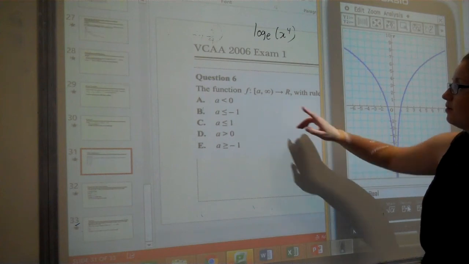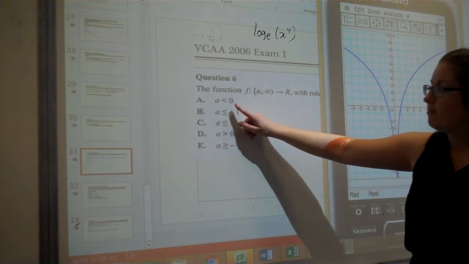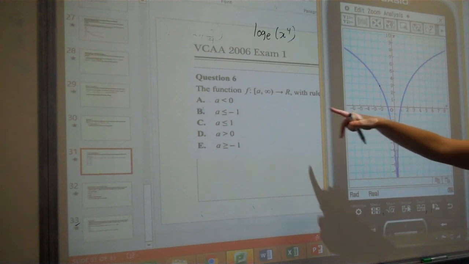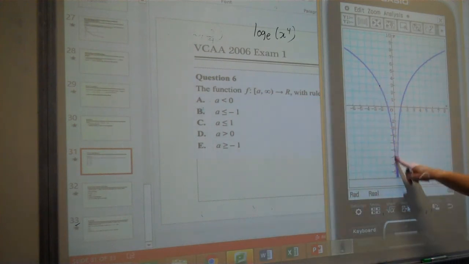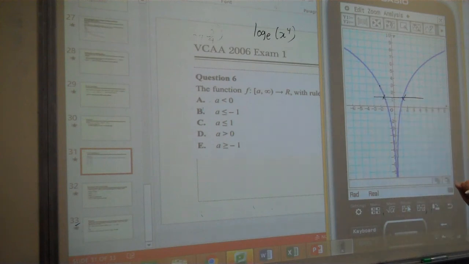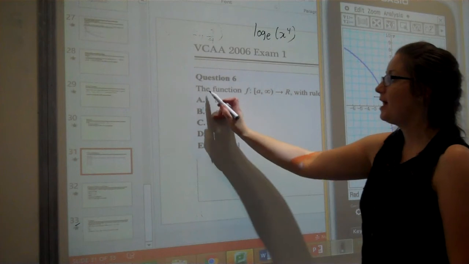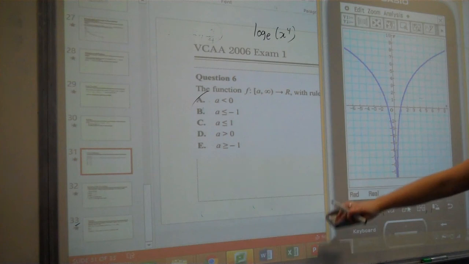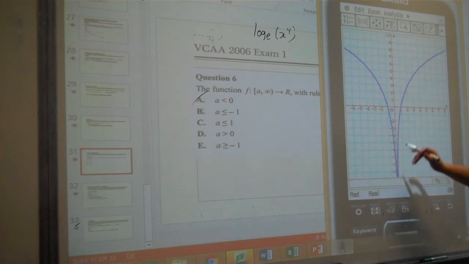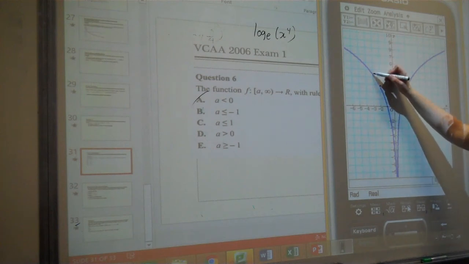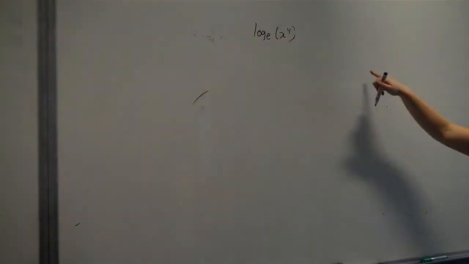We consider our options. Our domain goes from a to infinity. If a has a value less than 0, that's like saying a has a value of -2, for example. Well, if I had a domain from -2 to infinity, it would go down and it would come back up here. That is not one-to-one because with a horizontal line test, it crosses twice. So therefore, that option is not correct. That will not give us an inverse. If I had a less than or equal to -1, that means my endpoint could be -1, it could be -2, it could be -3, it could be many other values.